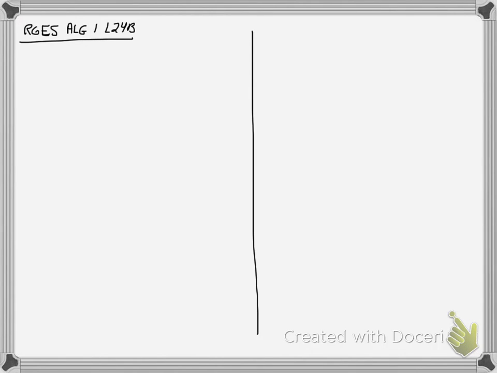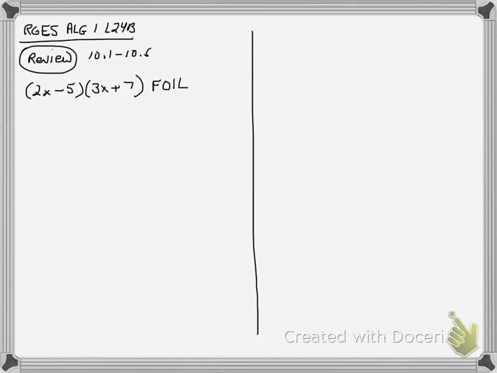Okay, so we'll begin with our review. The first concept is how to do something like this when we have a binomial times a binomial, and what you want to be thinking is FOIL. Now, a few of you, as I've noticed on your tests and quizzes, still have some trouble on this. So for those of you who are struggling, let's look at this one step at a time.